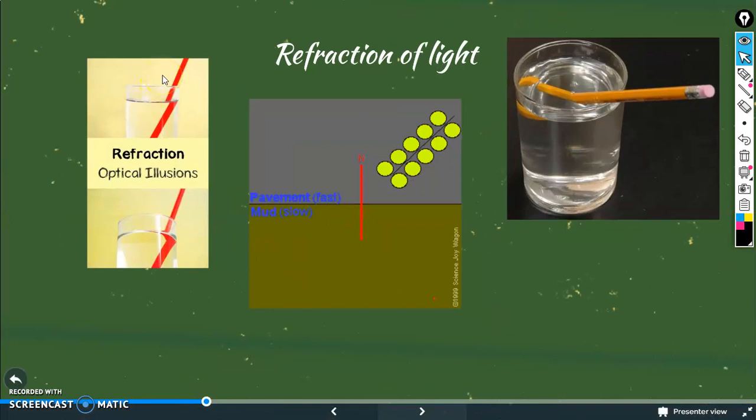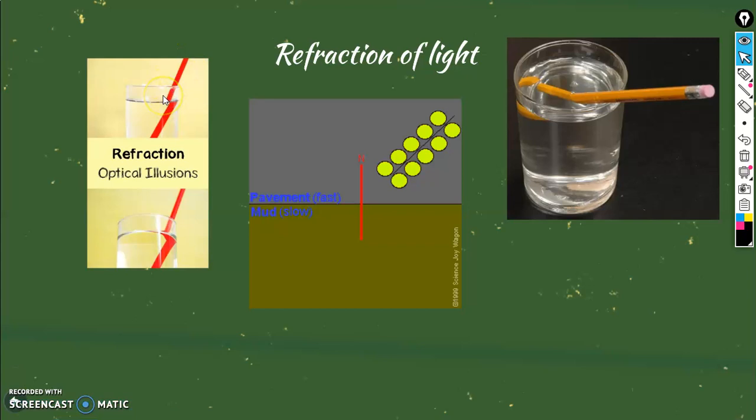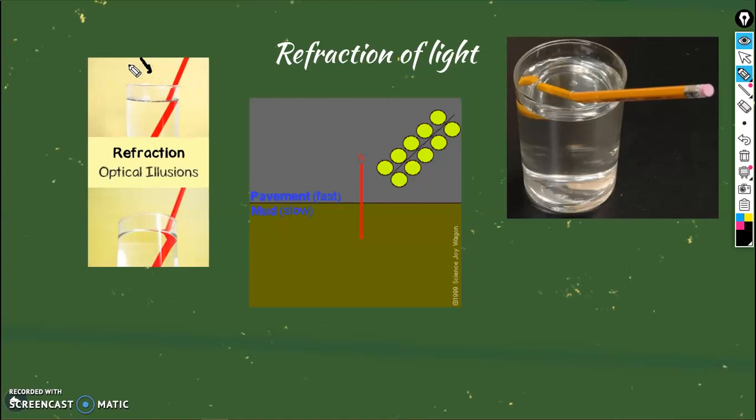Also the same thing here in this picture. We don't have a pencil, but we have a straw. Once we place it in a glass of water, the light ray will travel through the air, then it will change its direction and its speed once it travels through water. So that's why we have light bent, light broken, انكسار للضوء. So this is the meaning of refraction of light.